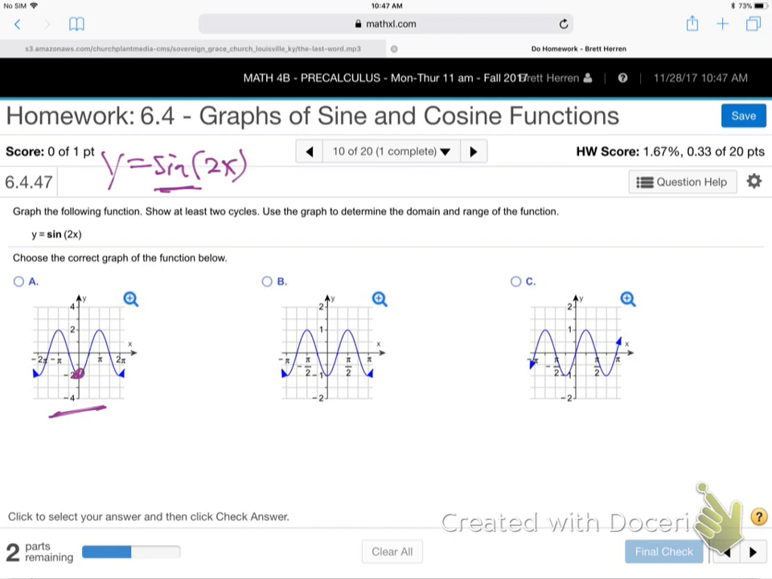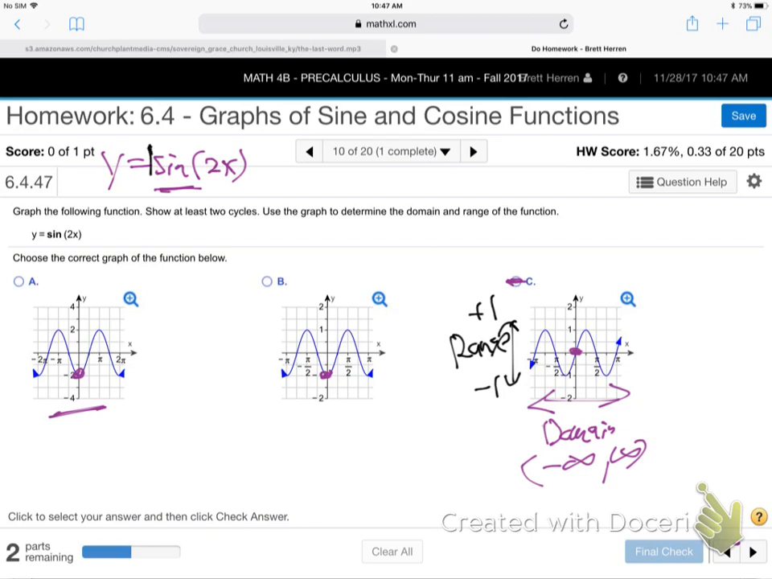A's starting down here in the bottom. No way. Could it be B? Starting down here? No way. It's got to be C, which starts at the origin. It's got to be C. So that was easy. And then what's the domain? Domain for sine and cosine is always negative infinity to positive infinity. They always go left and right forever. So that's easy. And then what's the range? It goes from negative 1 to positive 1, because the amplitude's just 1 in the front here, huh? So negative 1 to positive 1 is the range. Good? Easy?